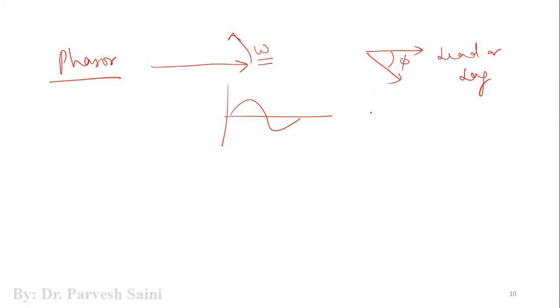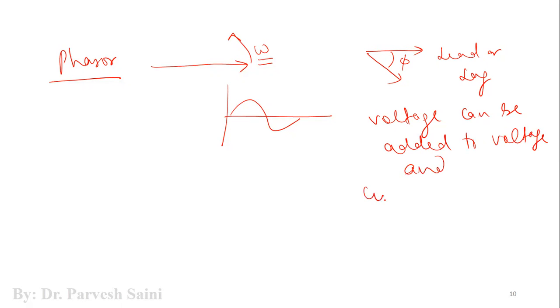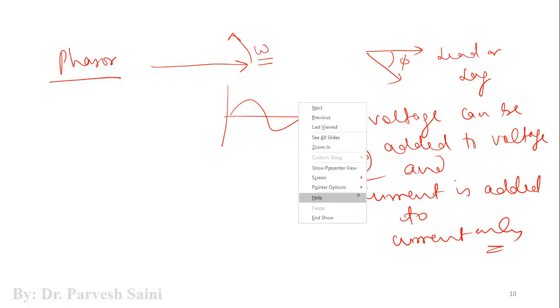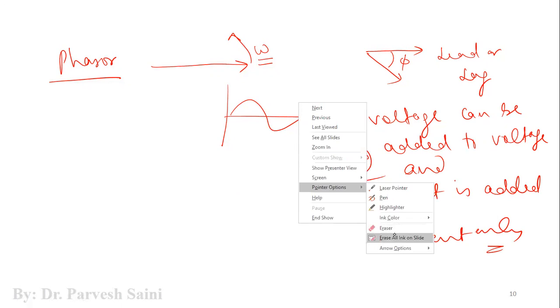We have to remember while adding or subtracting that voltage can be added to voltage only, and current is added to current only, right? We cannot add voltage with current. In our next lecture we will see how these phasors are represented in rectangular form and polar form, and how we represent a phasor with a complex number. We will see one or two numericals also on this. So for this lecture, this is it.